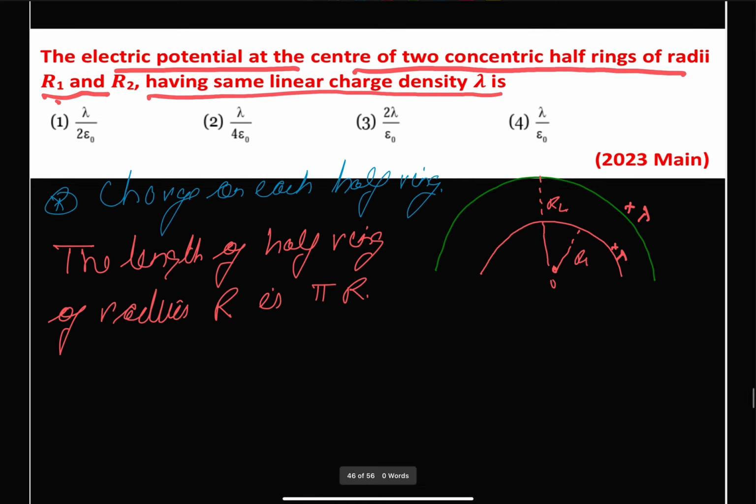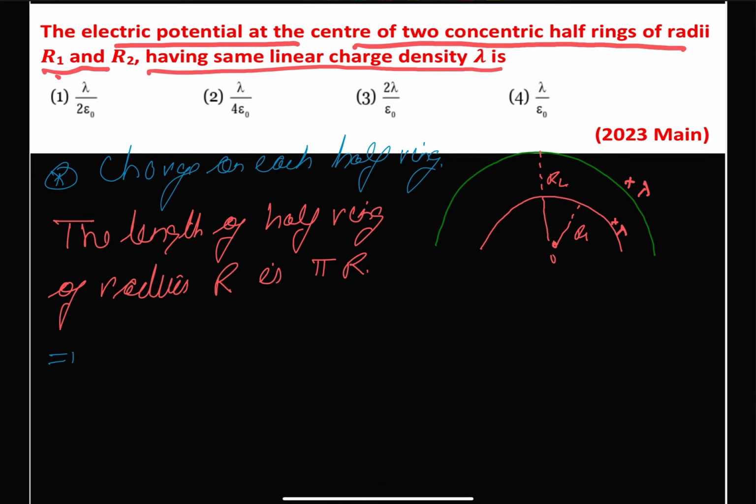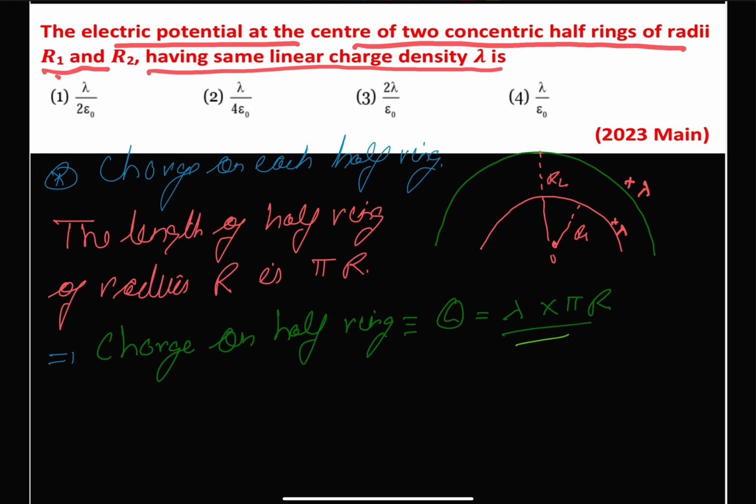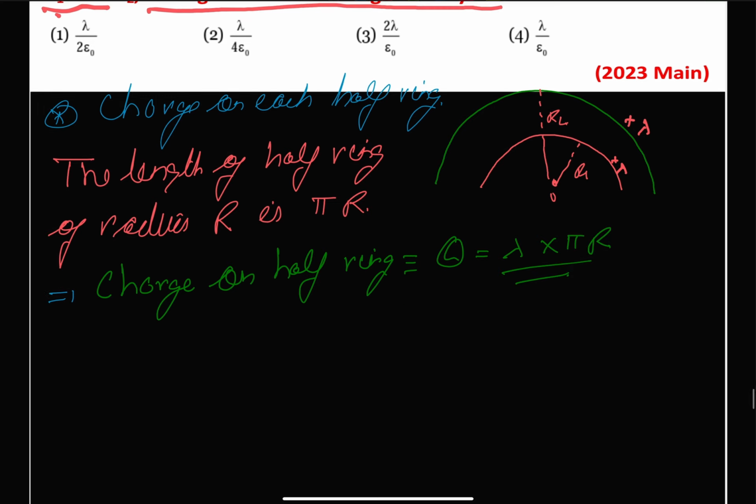Therefore, the charge on a half ring, let us suppose that is given as q, which will equal lambda multiplied by pi r, that is our length, and we can just divide into two parts, q1 and q2. Therefore, our q1 will be equal to lambda pi r1 and q2 will be equal to lambda pi r2.